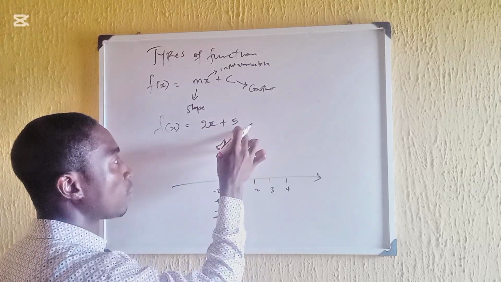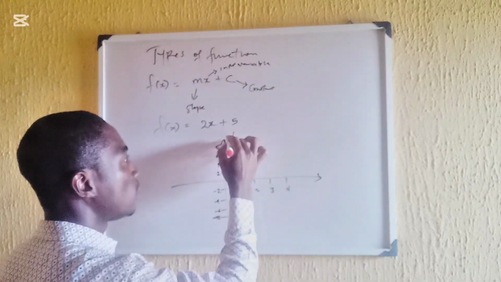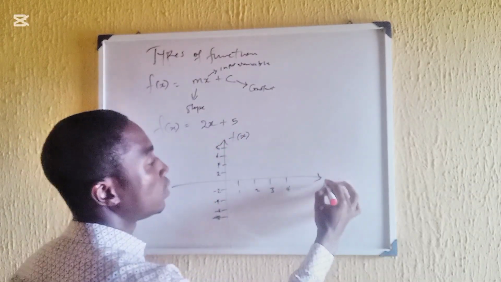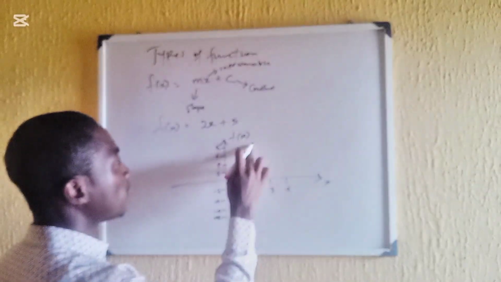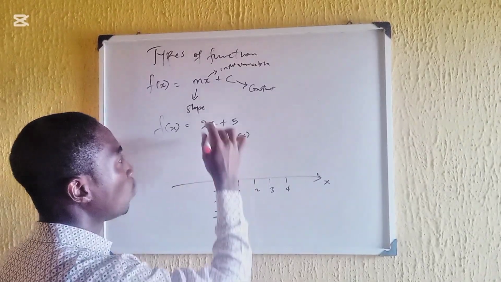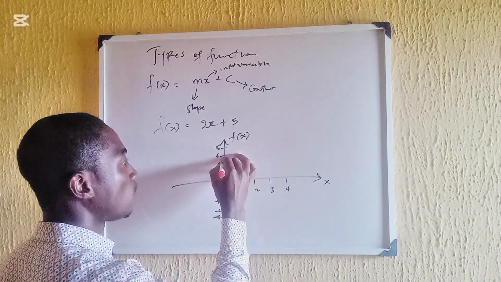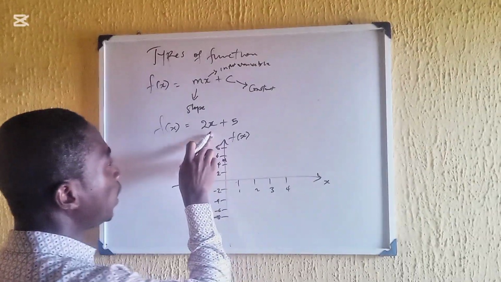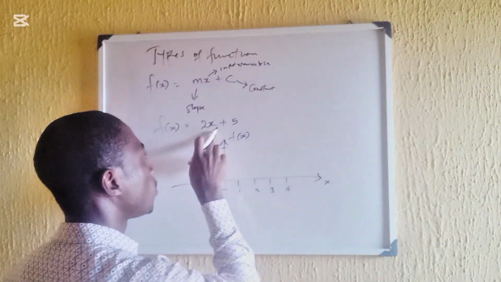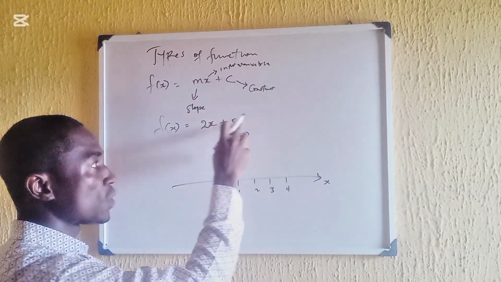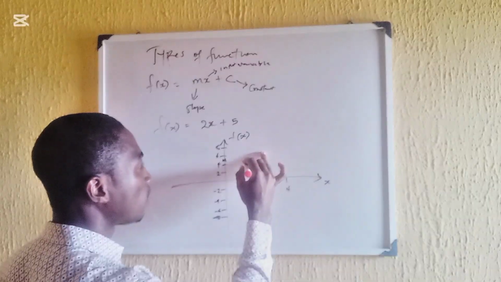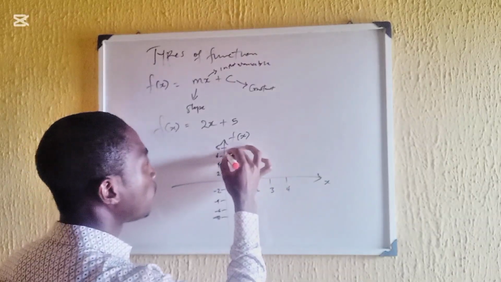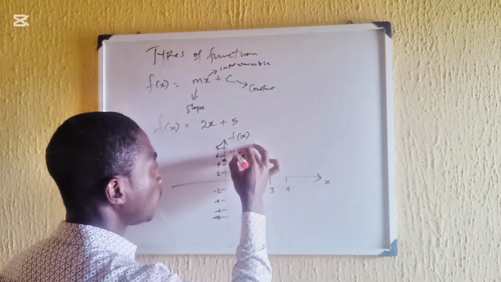That will be 5. So f of x, these are f of x, and these are x. So f of x is equal to 5 when x is 0, and that's this point. When x is 1, we'll be having 2 times 1, that's 2 plus 5, we'll be having 7. So we'll have this somewhere here.